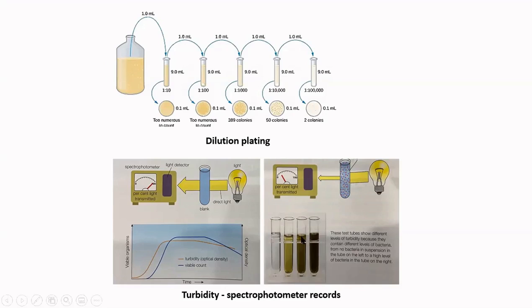So in the diagram now you can see there are 4 test tubes. From left to right, the turbidity increases. Increasing turbidity means the number of organisms present in the solution is higher.